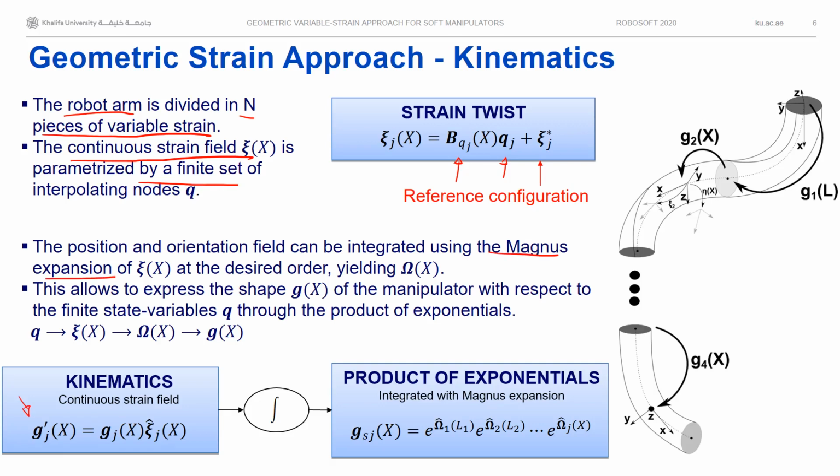This allows us to express the configuration of the manipulator with respect to the finite state variable q, our interpolating nodes, through the product of exponentials formula. It's interesting to note that the product of exponentials of rigid link robots can be obtained as a special case of this product of exponentials.